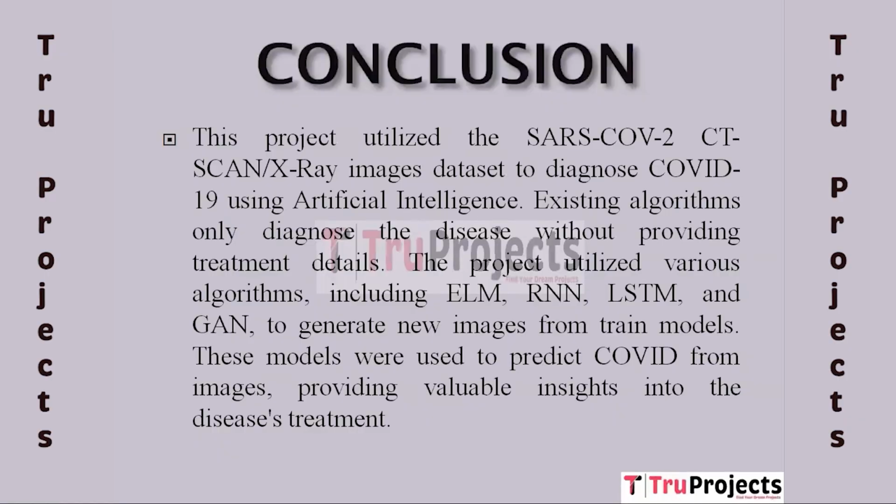The conclusion here is the project used SARS-CoV-2 CT scan X-ray images dataset to diagnose COVID-19 using artificial intelligence. The project utilized extreme machine learning, recurrent neural networks, long short-term memory and generative adversarial network to generate new images and train models. And the model predicted COVID, providing insights into treatment.